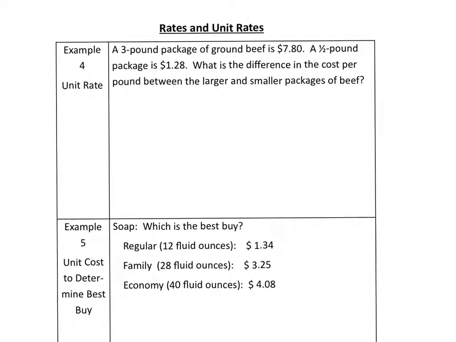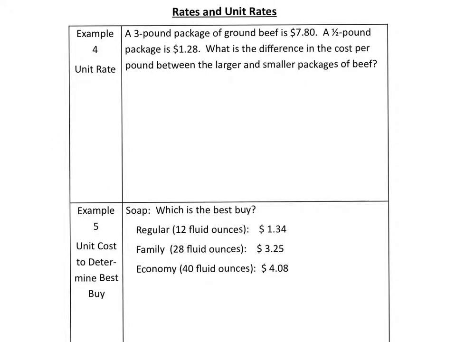Okay, now that we've talked about how to find a unit rate and how to use a unit rate to figure out a direct amount or an indirect amount, the way we did with the pizza and the painting the walls, now we're going to get into better buys. So, for the first one, it says a 3-pound package of ground beef is $7.80. A 1/2 pound package is $1.28. What is the difference in cost per pound between the larger and smaller packages of beef?